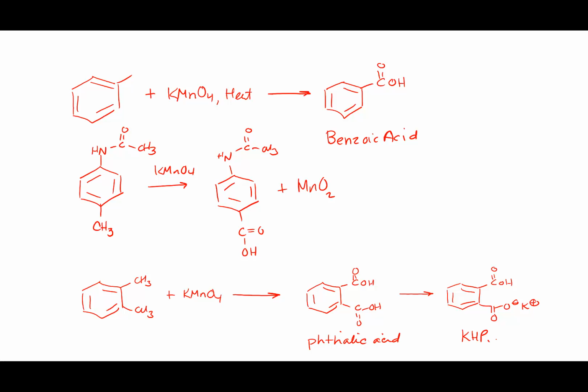And where does phthalic acid come from? It comes from KMnO4 oxidation of the xylenes. Where do xylenes come from? Coal. All the benzene compounds come from coal.